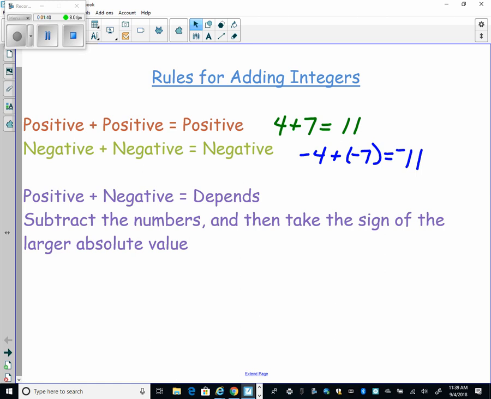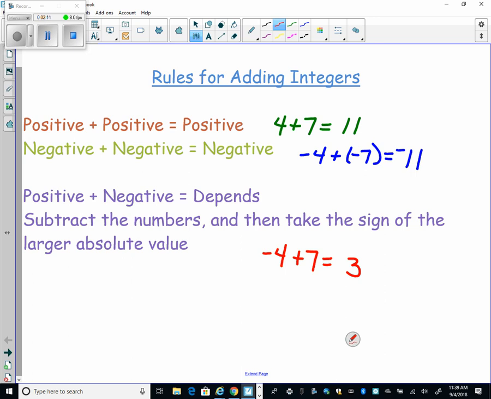So let me give you, for example, let's say we use negative 4 plus 7. Take the absolute value, so it's really just 4 and 7. You're going to subtract. Even though this says addition, you're actually going to subtract. 7 minus 4 is 3. And now we take the sign of the larger number. 7's larger. It's positive. So our answer is going to be a positive 3.